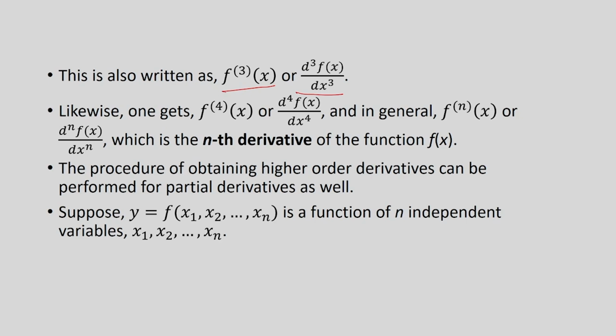And likewise, we can go on with the order of the differentiation, and we get the fourth derivative, right, f superscript within brackets 4 of x, or d⁴f(x)/dx⁴, and this way it can go on, and we can write it for any arbitrary number n, where n is any positive integer, and so it will be f⁽ⁿ⁾(x) or dⁿf(x)/dxⁿ. This is called the nth derivative of the function f(x).